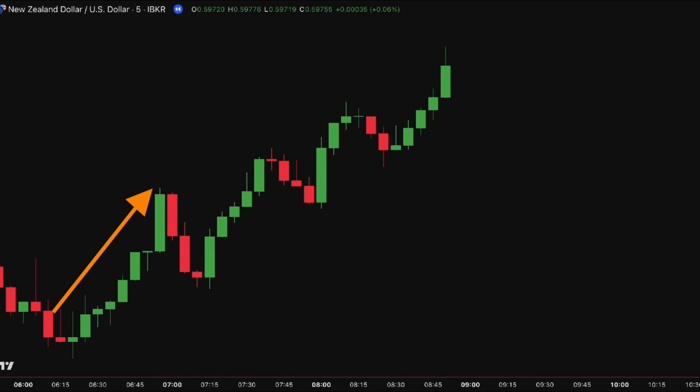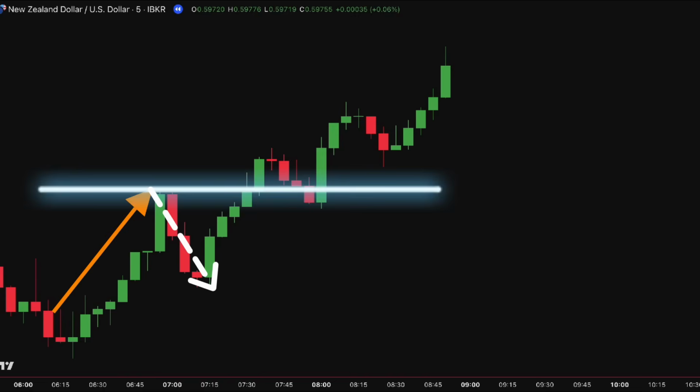Let's say price is climbing and then it slows down. It reaches a temporary peak and starts pulling back. That peak, where price couldn't go any higher, becomes a resistance level. Sellers stepped in there, or buyers took profits, and the market paused or reversed temporarily. Now, here's the key part.